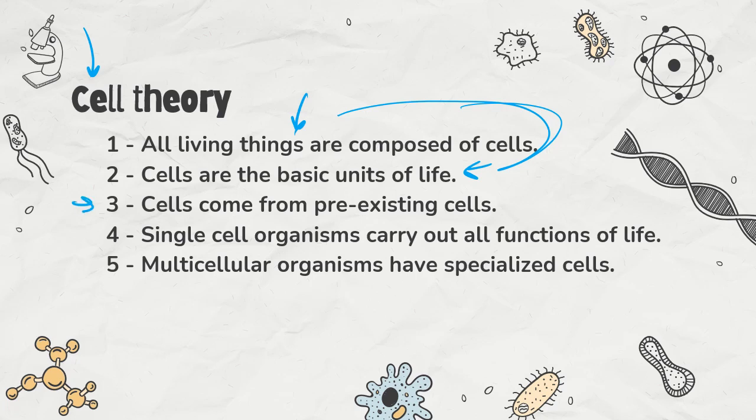Cells come from pre-existing cells. We can't just pop up cells out of nothing. Cells have to go through cell division to make more cells. Single-celled organisms carry out all the same functions of life as do multicellular organisms. Interestingly, multicellular organisms will have specialized cells, so maybe not every cell carries out all the functions of life, but the organism will, with the collection of all of its cells, carry out all of those functions. We're going to talk about what those functions are on the next slide.